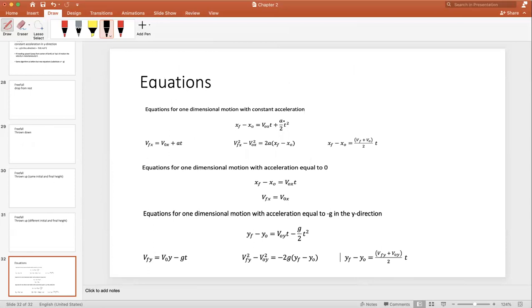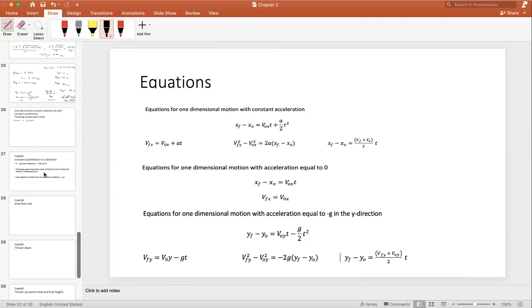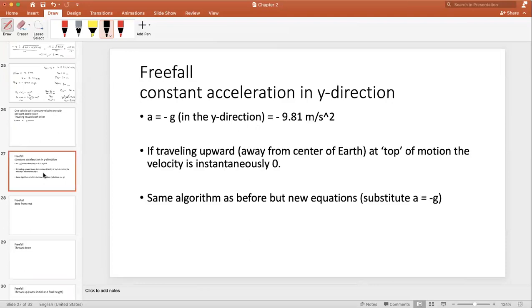If you have 2 objects, then you need to do a separate set of variables for each one and realize, is the position the same? The final position the same? Is the initial position the same? Is the time the same? Whatever's the same, you can use that to equate 2 equations together or substitute one equation into another equation if necessary, okay? And that's the name of the game with all of these one-dimensional problems.